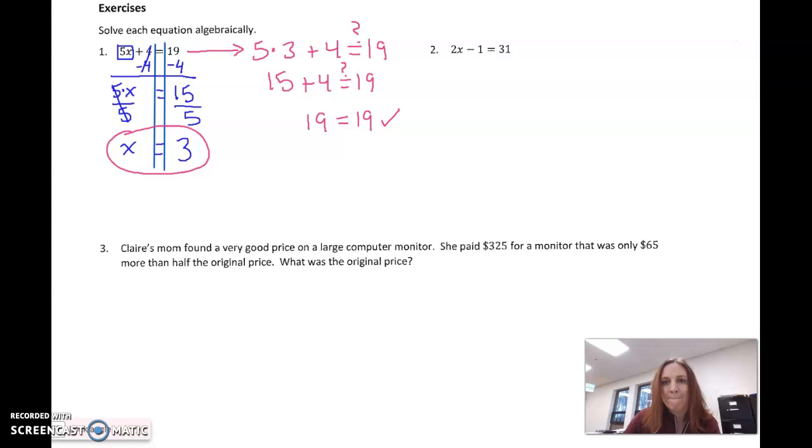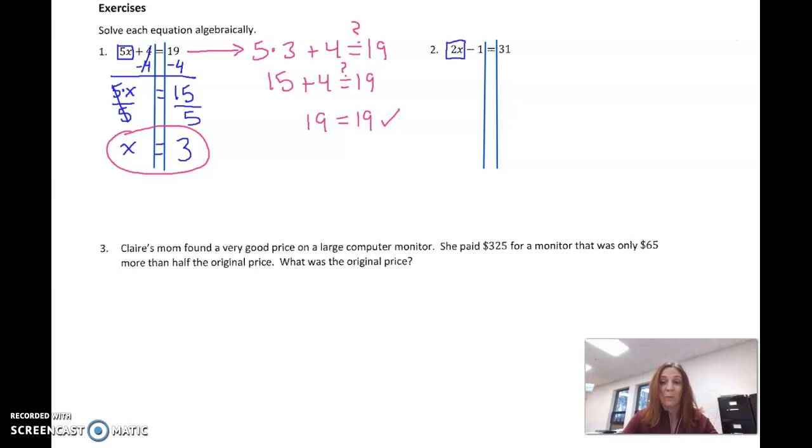2x minus 1 equals 31. Again, I'm going to throw my wall in here, right? So I can see each side. Can I simplify either side? Nope, not like terms. Nope, just a single number. So now I'm going to identify my variable. It's x. So my variable term is 2x.